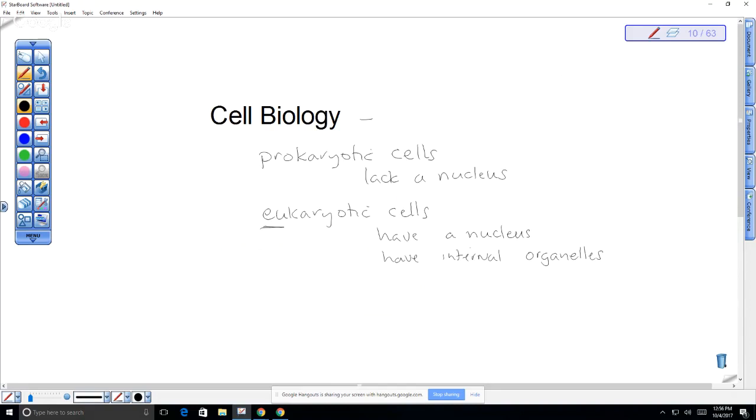Okay. These organisms would be only bacteria. So we believe that bacteria evolved first, and they're really tiny, so they're quite a bit smaller than the eukaryotic cells. So the eukaryotic cells are larger, and this would include fungi, like mushrooms, plants, and animals.